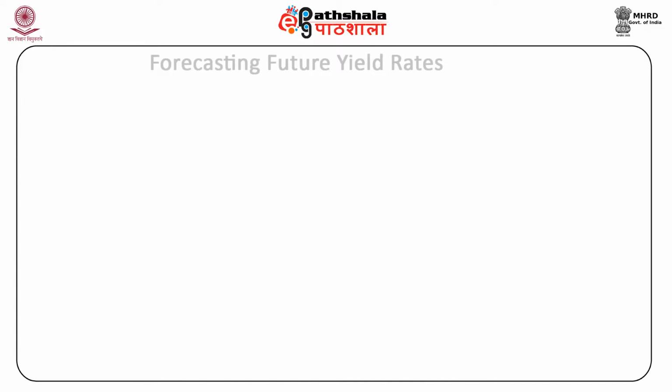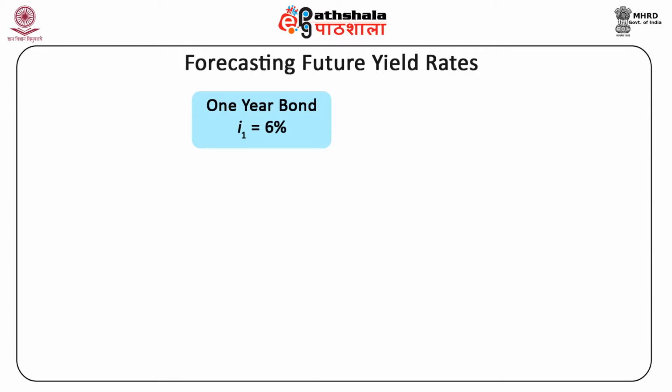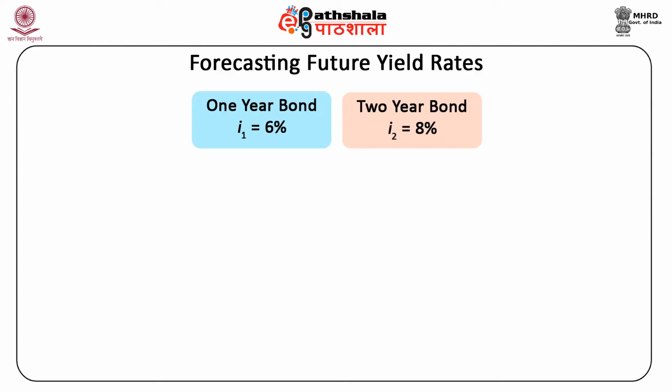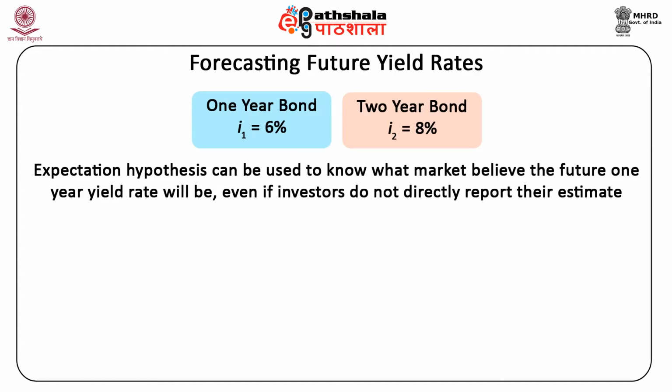Forecasting future yield rates. The expectations hypothesis can be used to obtain market forecasts of future yields to maturity. Suppose you do not know whether short-term yield rates will rise or fall. All you know is the current yield on a 1-year bond, that is I is equal to 6%, and the yield on a 2-year bond I2 is equal to 8%. The expectations hypothesis can be used to know what the market believes the future 1-year yield rate will be, even if investors do not directly report their estimate.